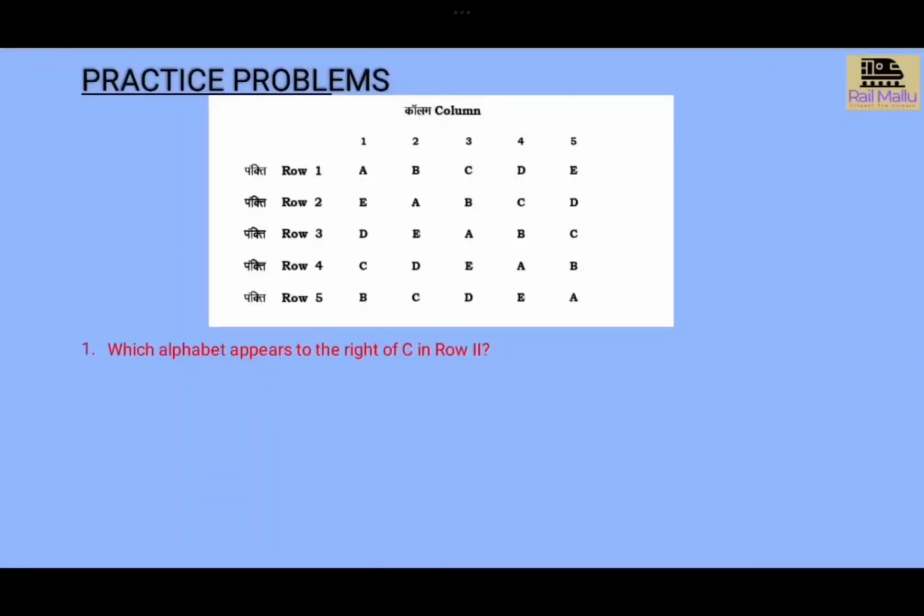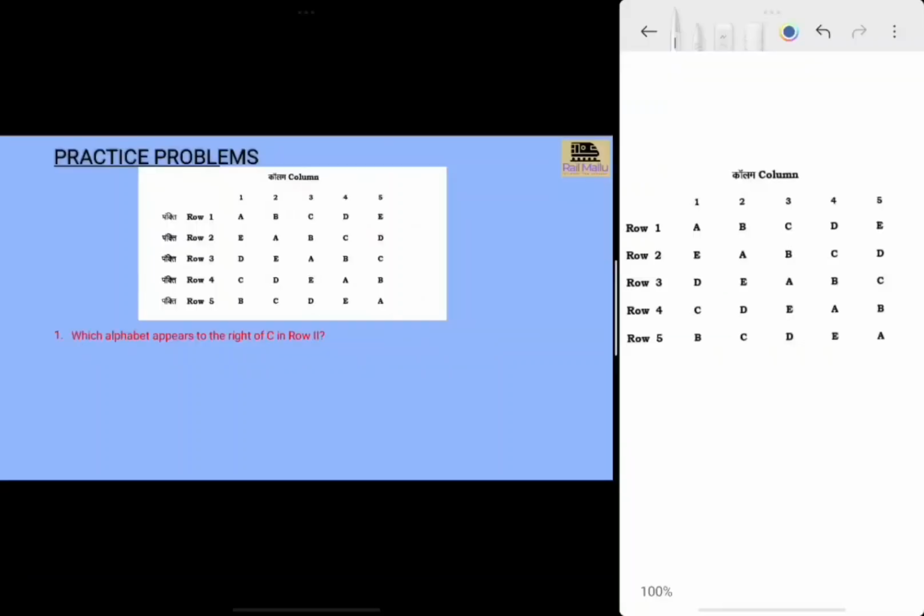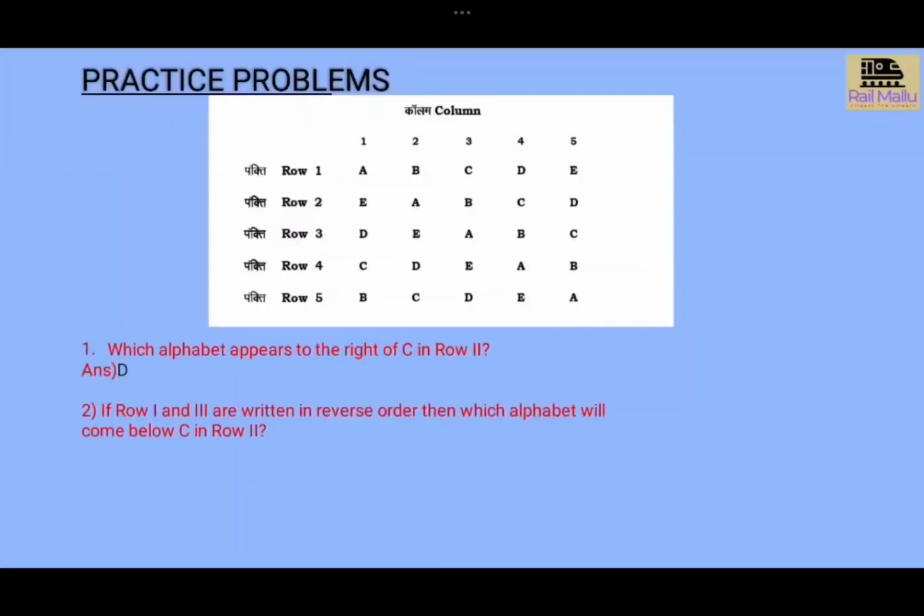Which alphabet appears to the right of C in row 2? As you can see, this is row 2. Here to the right of C, D is available. So D is the answer, right? We can move to the next question.